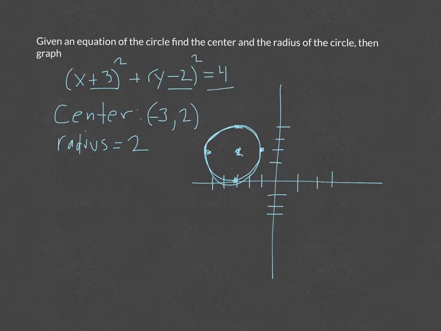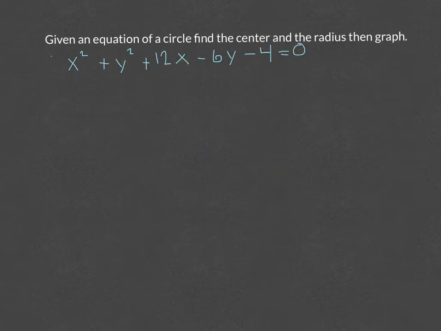Let's take a look at one more that's just a little bit harder than the ones that we have seen. Given an equation of the circle, find the center and the radius and then graph. Now there is a huge problem here. This equation is not in standard form. So we will need to go and put it into standard form. And to do that, what you'll need to do is complete the square.